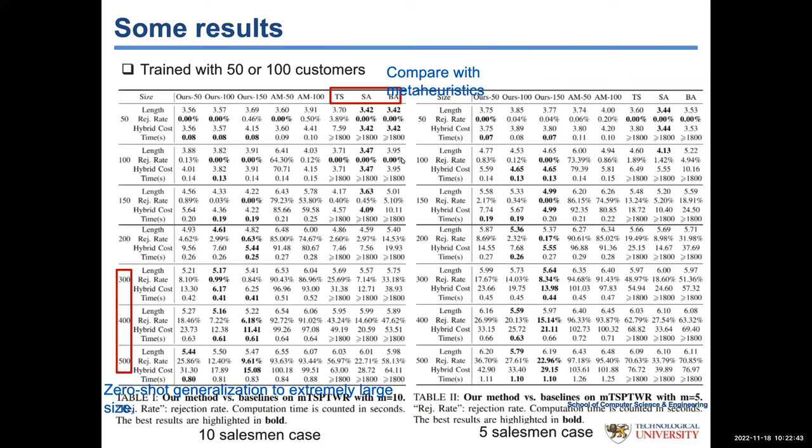So here come some results. We did the experiment. We want to emphasize two points here. For the baselines, we compare with some meta-heuristic methods. The meta-heuristic methods are not learning-based methods. They are mathematical methods, heuristic methods, for example the tabu search method, and those methods from the mathematical domain.